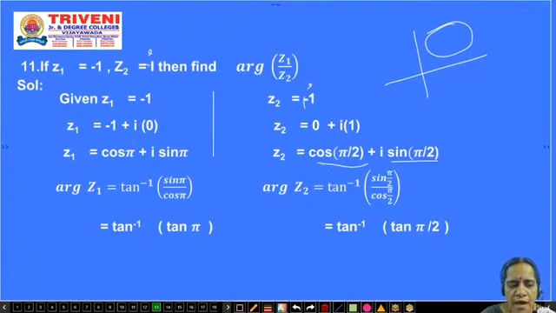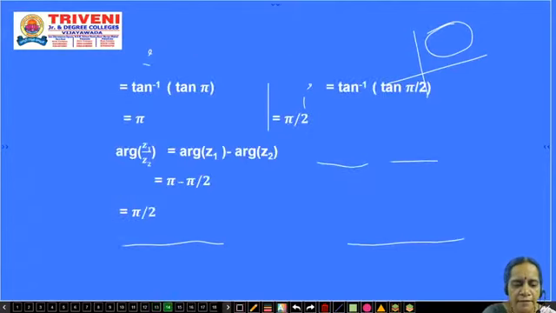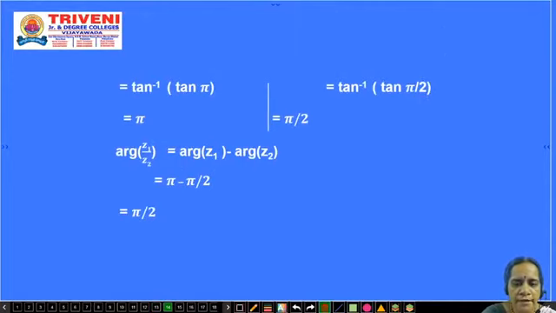Okay, the arg of z1 we get here is tan inverse of tan pi, and arg of z2 is tan inverse of tan pi by 2. Then we know that tan inverse of tan pi, tan and tan inverse get cancelled, and the value is pi. And tan inverse of tan pi by 2, these both are cancelled, then we get pi by 2.